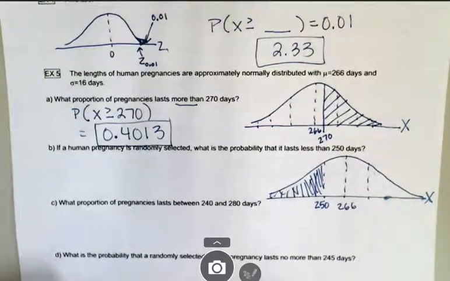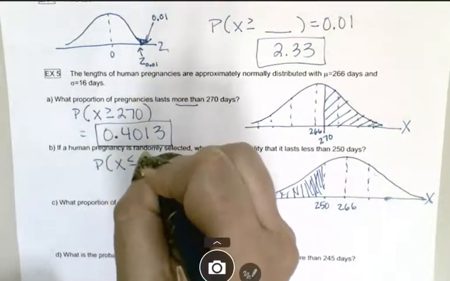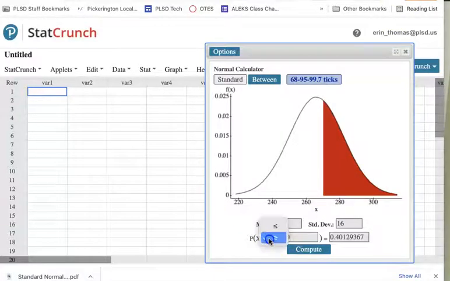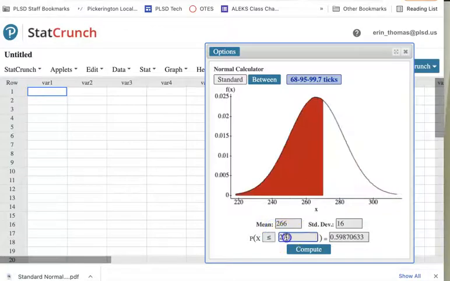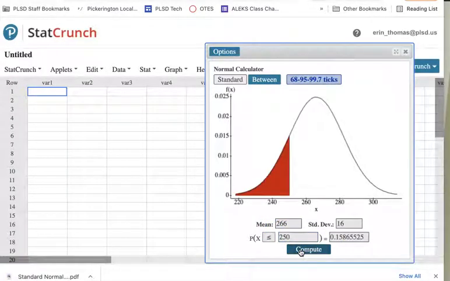So in StatCrunch, I'm going to be doing the probability of x less than or equal to 250. So I switch back over there. So less than and 250, compute. So I get 0.1587 if I round it. So 0.1587 to 4 decimal places would be my answer.